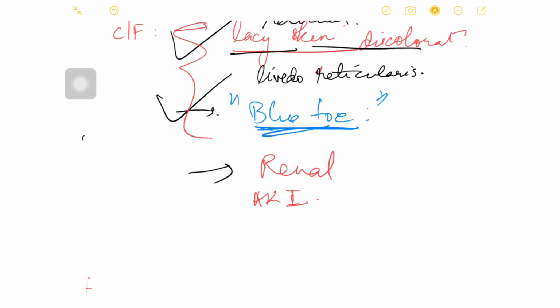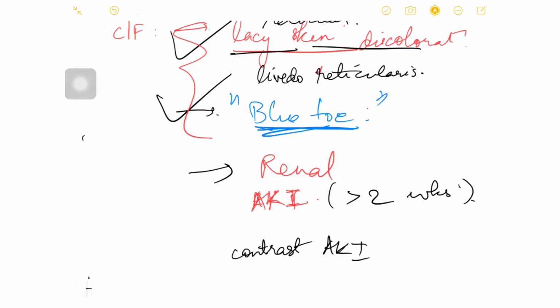Like the timing. Very good. It will start after 2 to 3 days and it will last for up to 2 weeks. While for the contrast induced, it will start within hours and it will be relieved within 2 to 3 days. Very good. Superb. So cholesterol crystal embolism is going to persist for more than 2 weeks, whereas contrast induced AKI is going to resolve in 2 to 3 days, not more than a week. Usually 2 to 3 days.